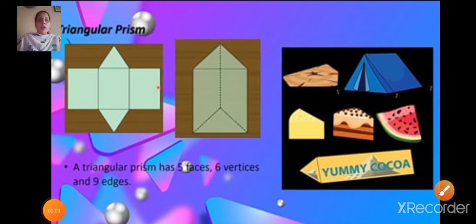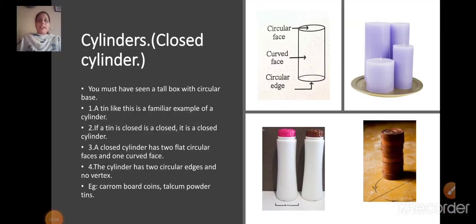Okay. So now let us learn the new shape, that is cylinders. We are going to learn about closed cylinders. You all must have seen a tall box with a circular base anywhere in your house or somewhere else outside. I think a tin like this is a familiar example of a cylinder. That is, if a tin is closed, it is a closed cylinder.